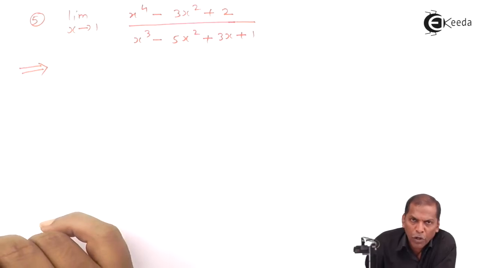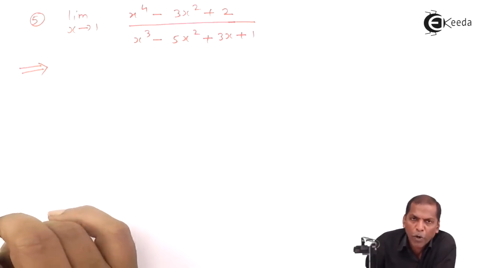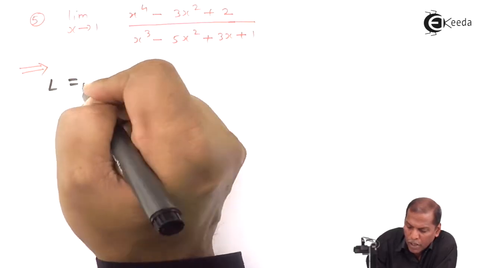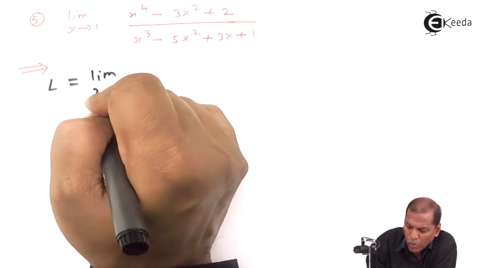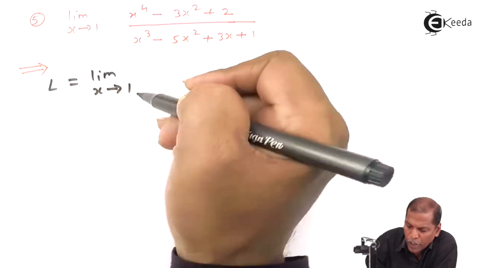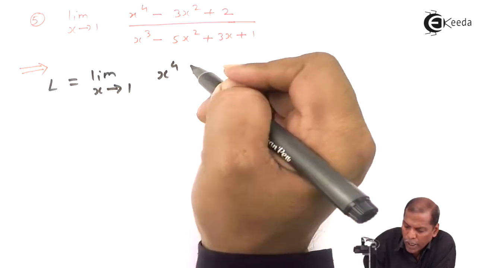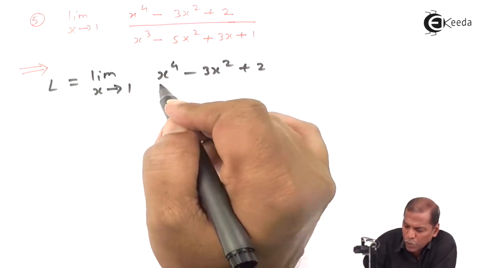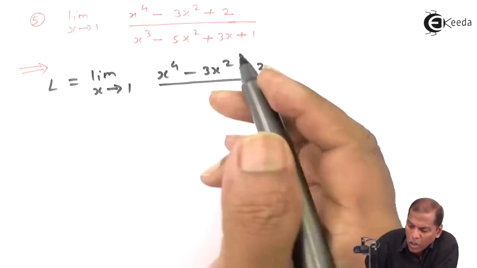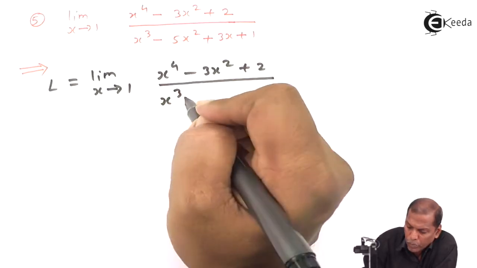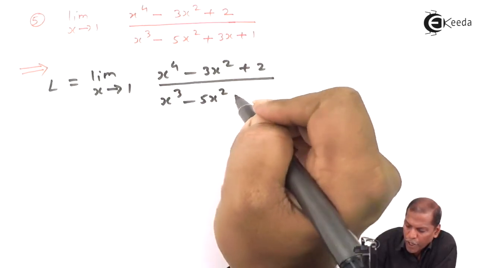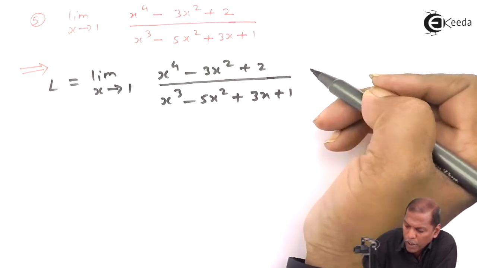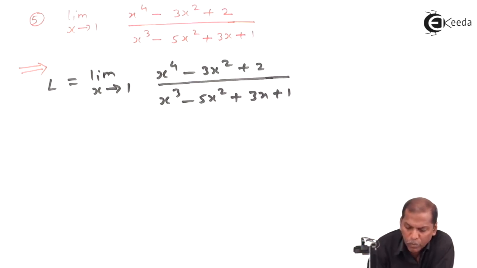Solution. First of all, we denote the given problem as L. So L is equal to limit x tends to 1, x raised to 4 minus 3x square plus 2 in the numerator upon x cube minus 5x square plus 3x plus 1 in the denominator.